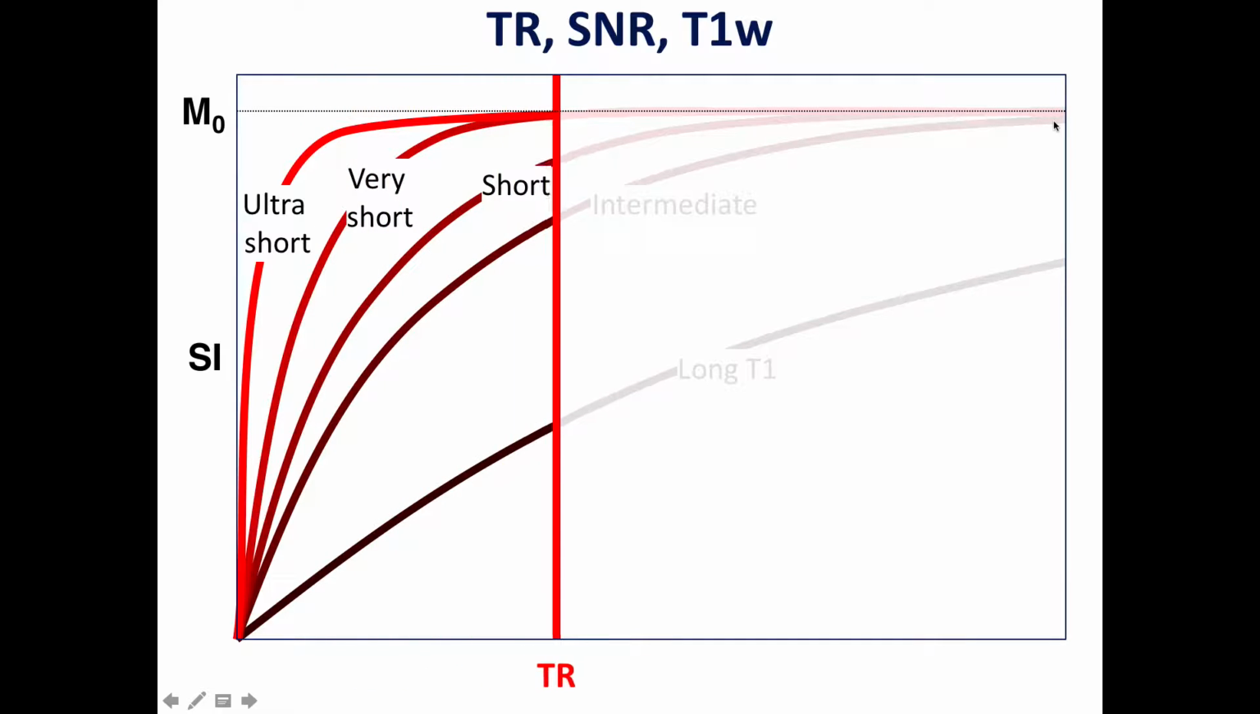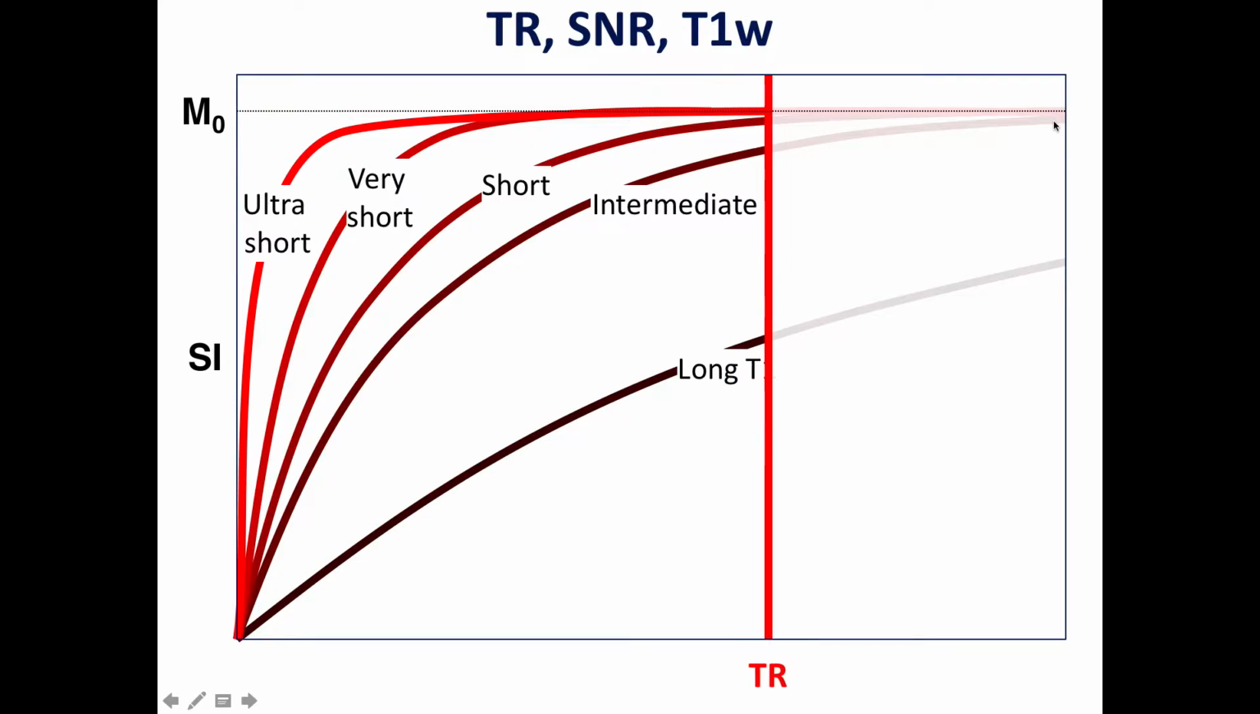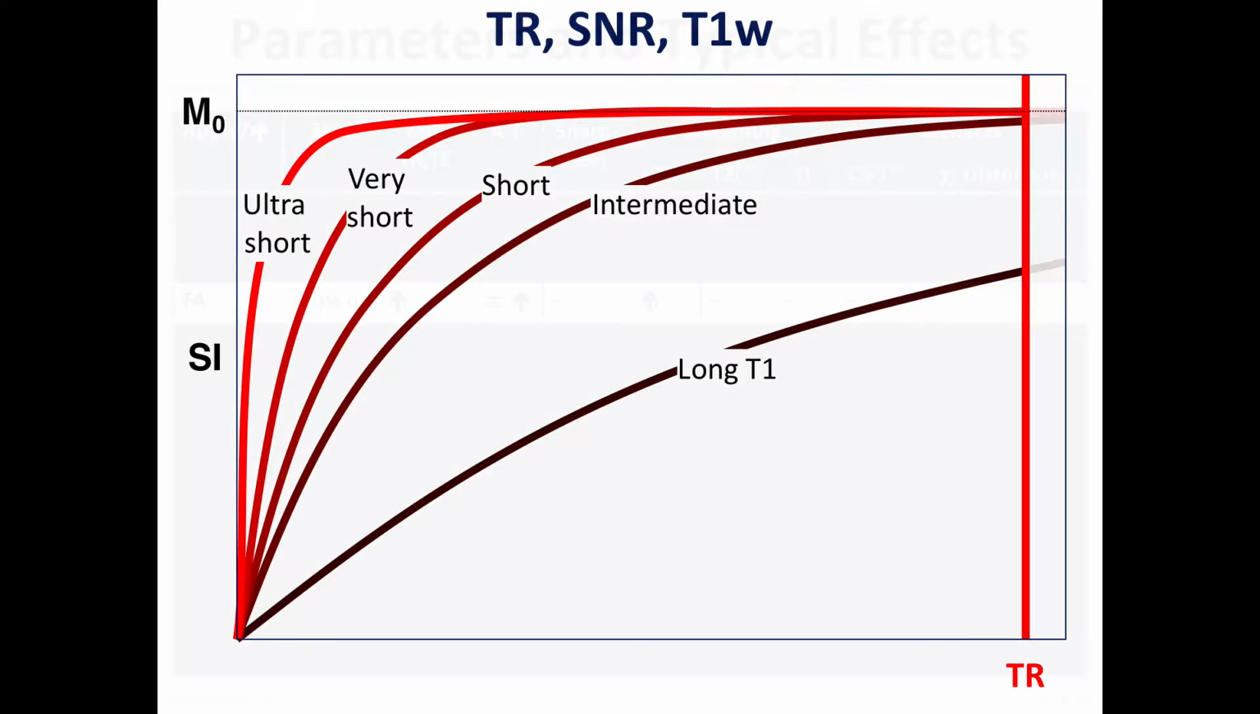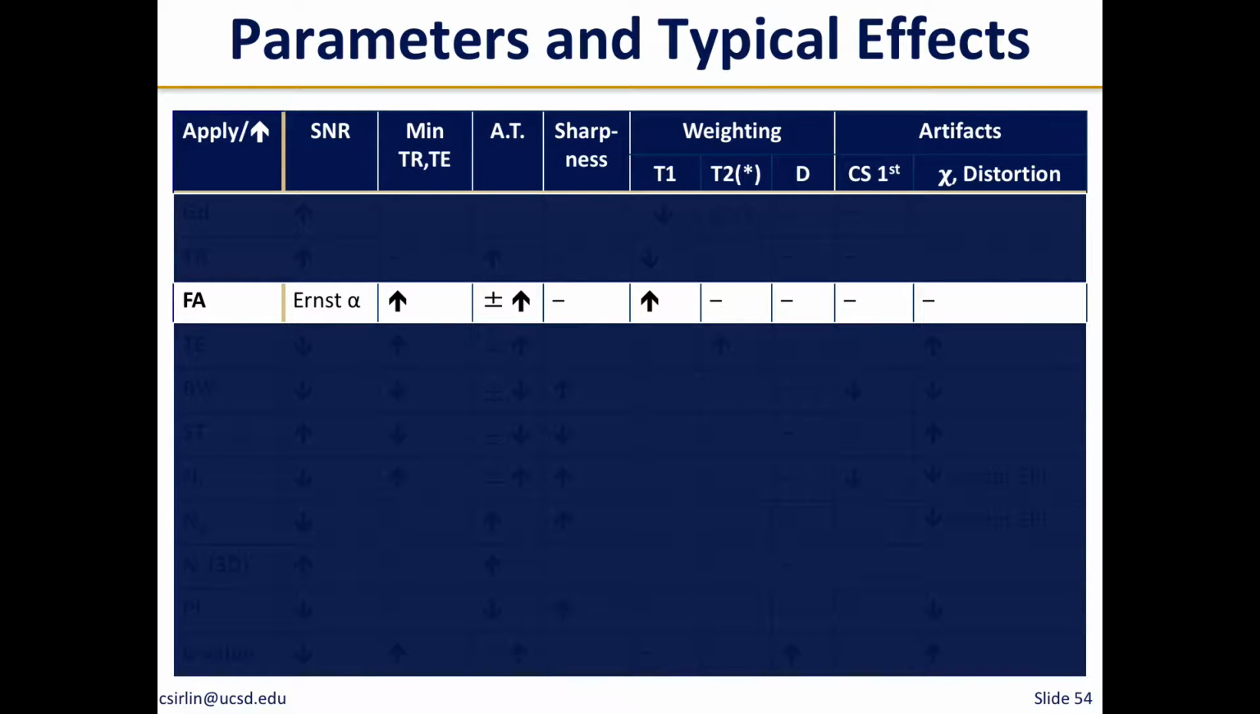So, increasing the TR increases the signal to noise. You see the signal's going up, but the contrast is going down. Okay, let's move on to flip angle.